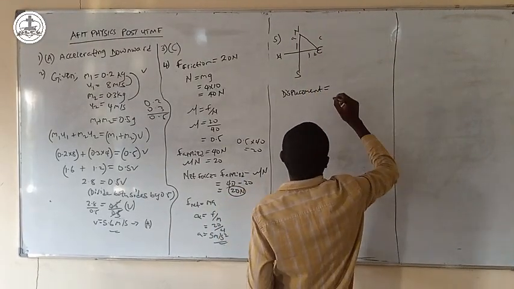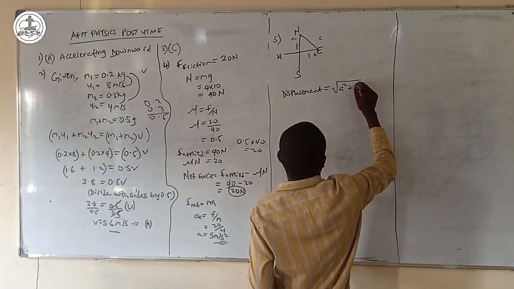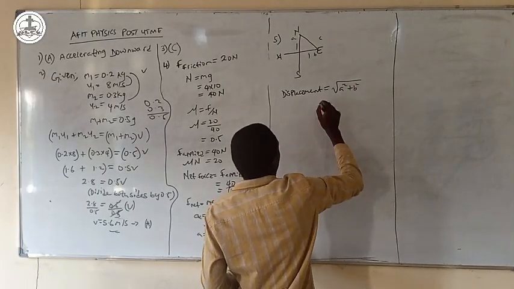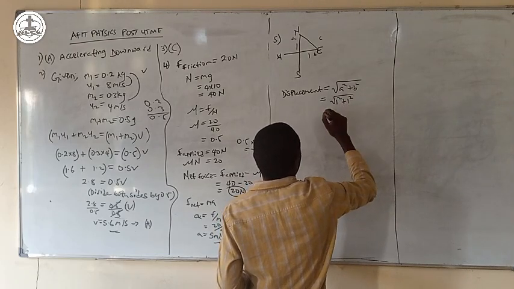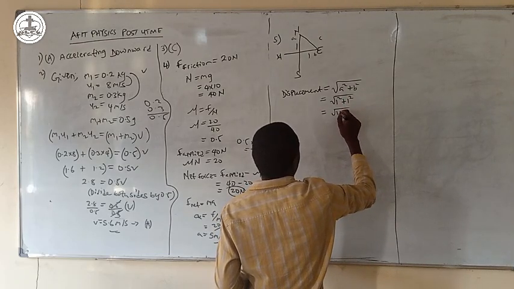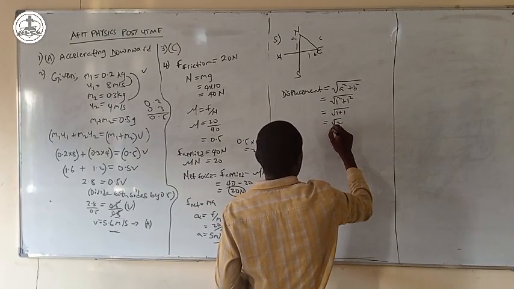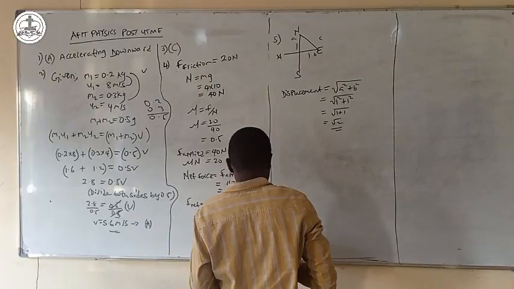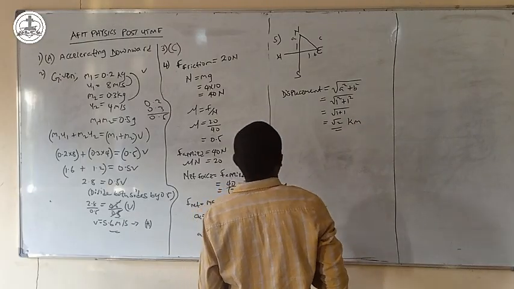It's going to be the square root of A squared plus B squared. And what's our A squared? It's going to be the square root of 1 squared plus 1 squared, which is equal to the square root of 1 plus 1. Remember 1 squared is 1 and 1 squared is 1. Equal to root 2 kilometers. So that's the displacement.